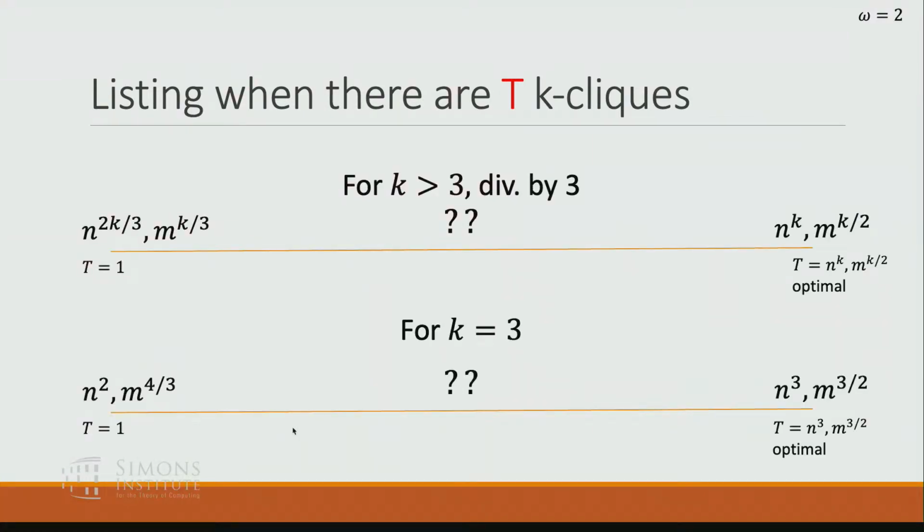Okay, so this is a picture. We'll talk about the right-hand side, which are the brute force algorithms that are optimal, and the left-hand side, which are the clique finding algorithms.